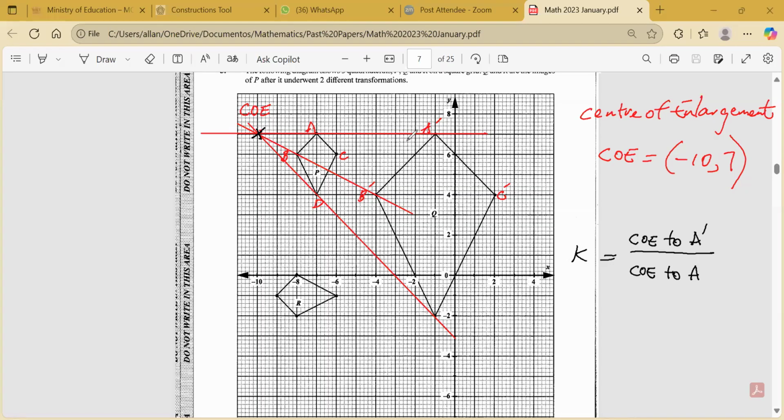Let's try it. We already know the scale factor is 3. So we're counting the blocks. 1, 2, 3, 4, 5. Shalomi, how many from the center of enlargement to point A, someone? How many? 7. Nah. 9, sir. 9. Everybody agree with that? Yes, sir. It's 9 squares.